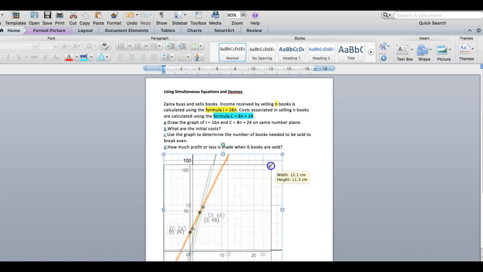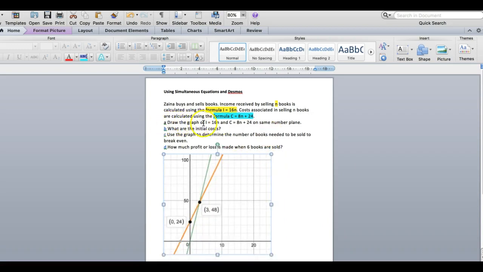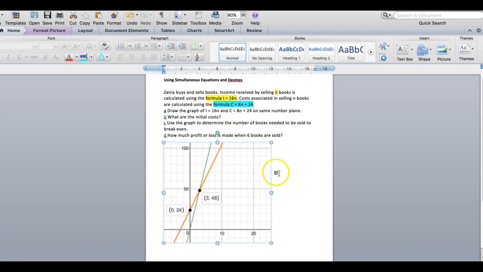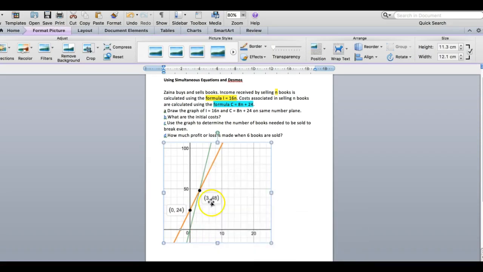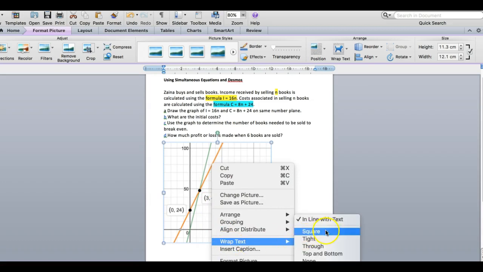Okay, so let's see. What do I need? Draw the graph of I equals 16n and C equals 8n plus 24. Well, this is where I've got it. However, remember, this is going to be the cost and the income on this side, and my x-axis is going to be the number of books I'm selling. So that is the number of books, that is the cost or the income. That is the number of books. On this one, that's going to be the cost. Okay, so let's wrap the text around here so I know what I'm doing.